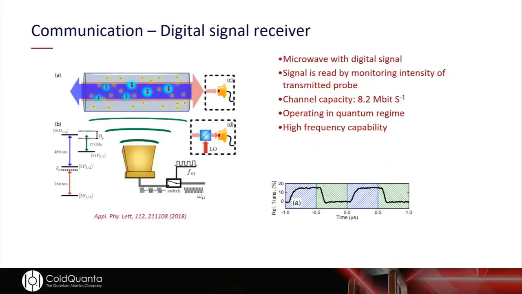Yeah. It turns out that a digital signal can also be detected by atoms. Microwave is resonant between two Rydberg states. The digital signal changes the intensity of the transmitted probe light. The channel capacity is this amount.